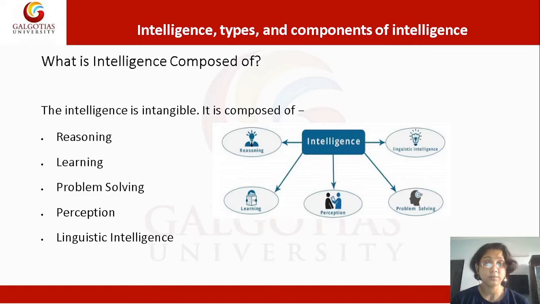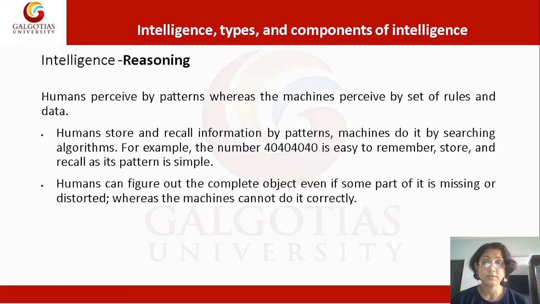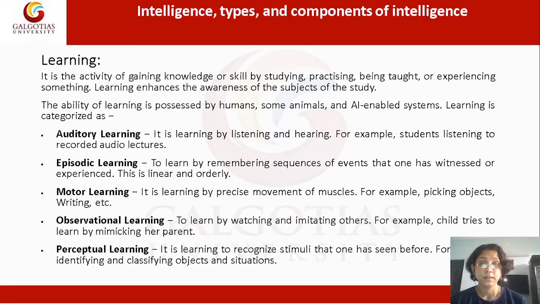Reasoning, learning, problem solving, perception, and linguistic intelligence. What is reasoning? Humans perceive by patterns, whereas machines perceive by a set of rules. Humans store and recall information by patterns. Machines do it by searching algorithms. For example, the number 404040 is easy to remember, store, and recall. However, humans can figure out a complete object if some part of it is missing or distorted, whereas machines cannot.